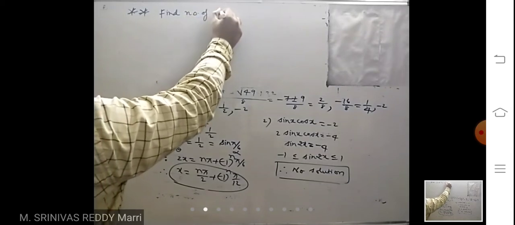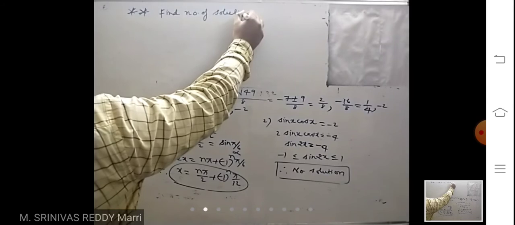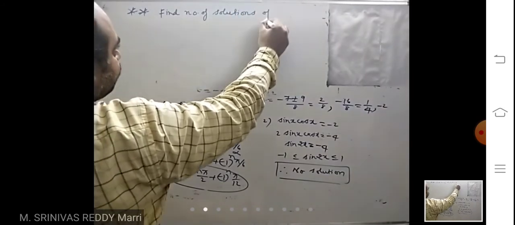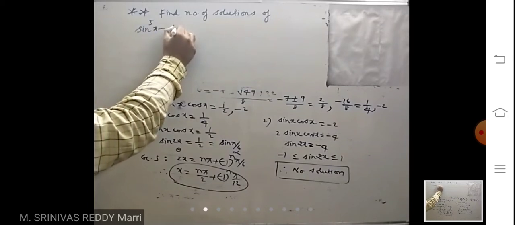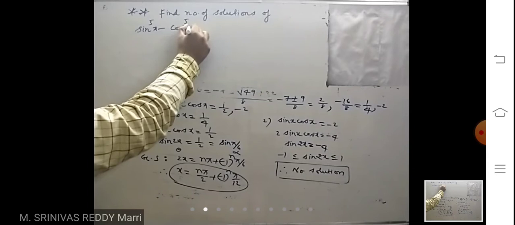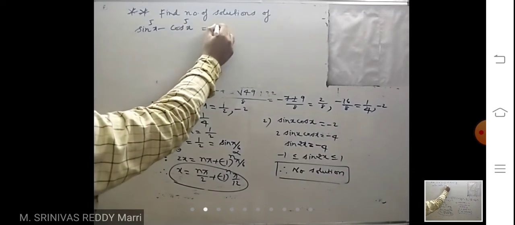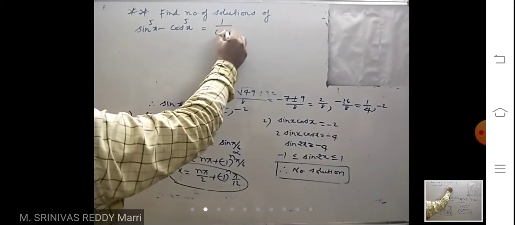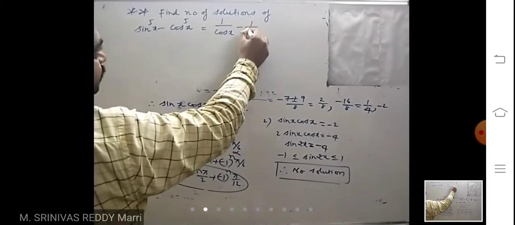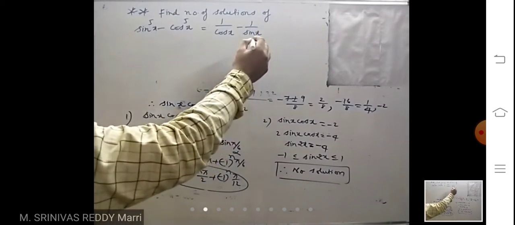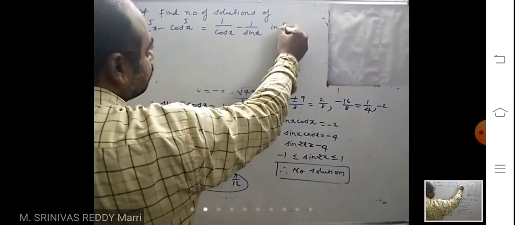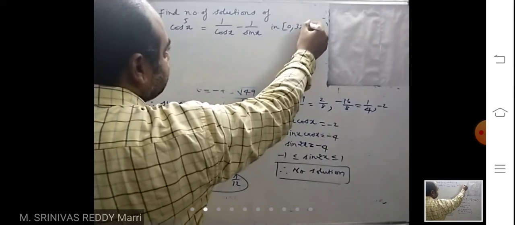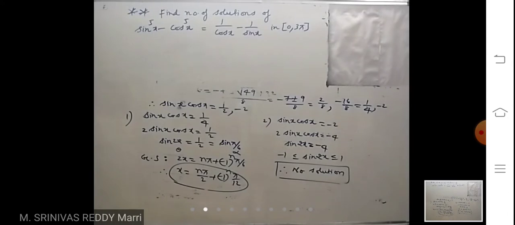Find the number of solutions of the equation given like this: sin power 5x minus cos power 5x equal to 1 by cos x minus 1 by sin x in 0 comma 3 pi. All of you listen carefully.